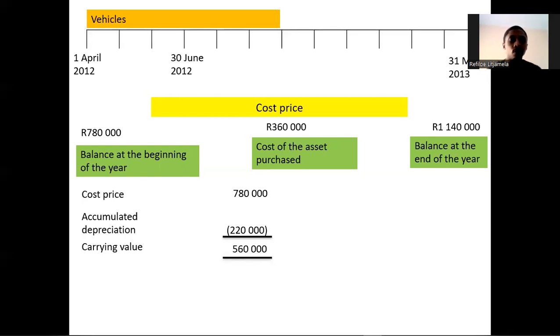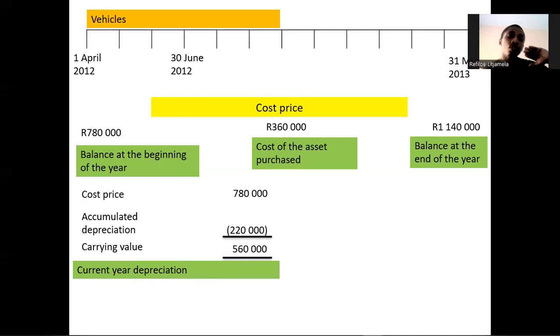How do we depreciate vehicles? We depreciate vehicles on diminishing balance, meaning that I'm going to take the 560,000 instead of the 780. If it was depreciated on cost, I would take the 780.